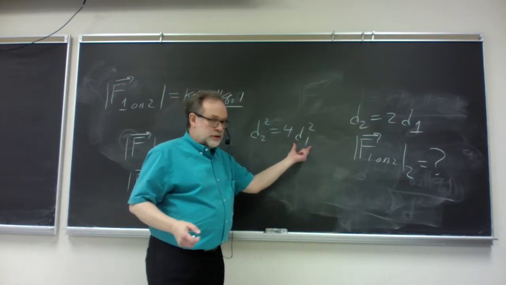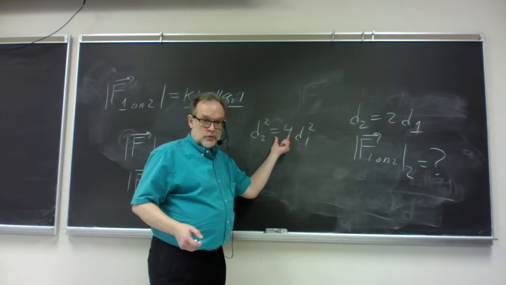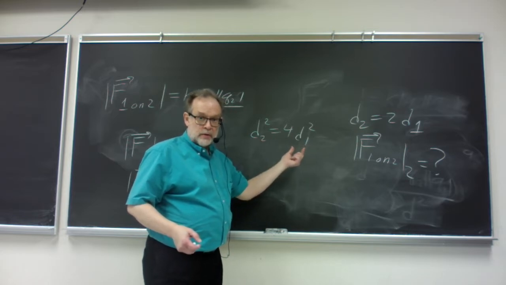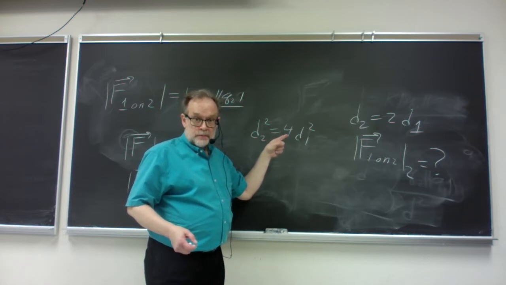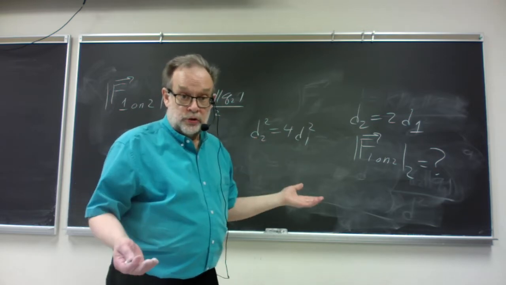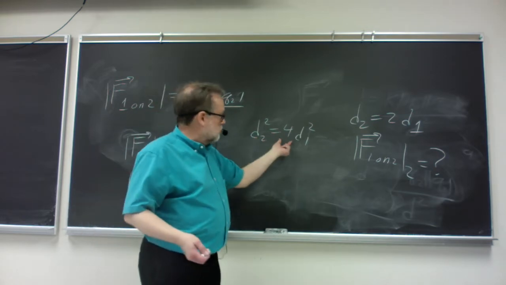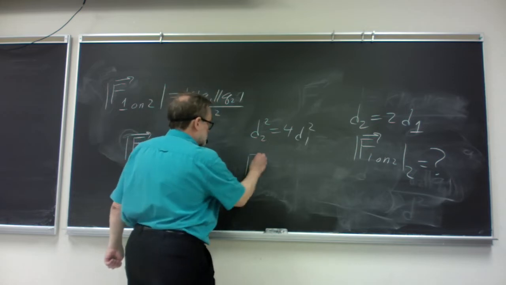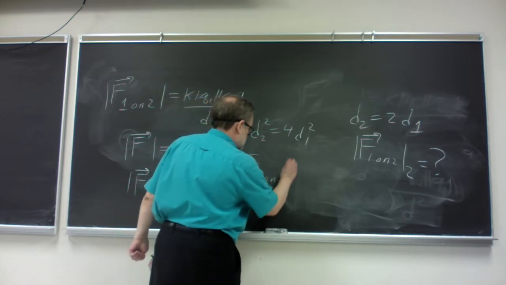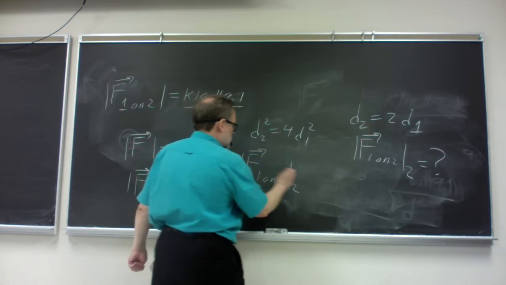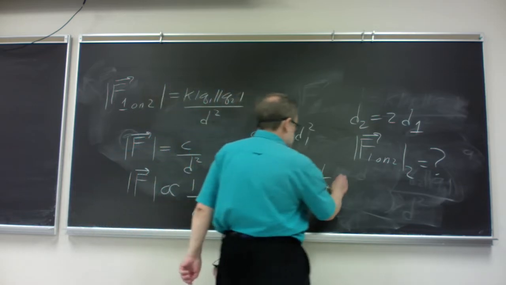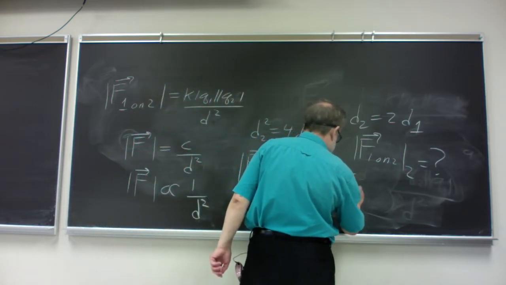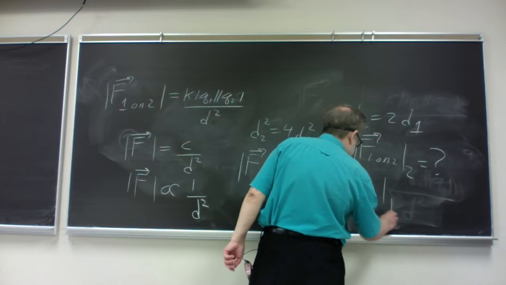So the variable called d squared changed by a factor of 4. The new value of d squared is 4 times the old value of d squared. The thing that it's inversely proportional to, the strength of the force, changes by the inverse of that factor. The new value of the force is just 1/4, the inverse of that factor, times the old value of that force.